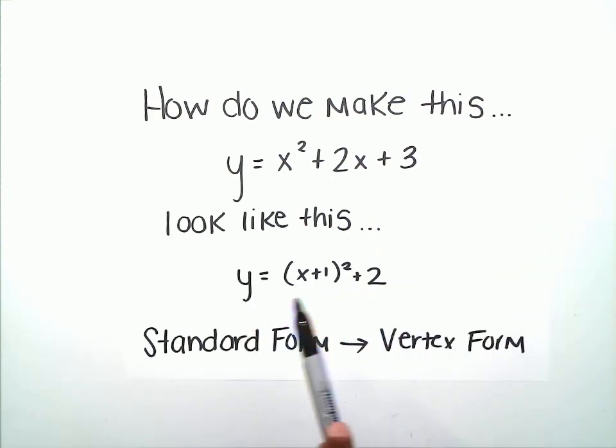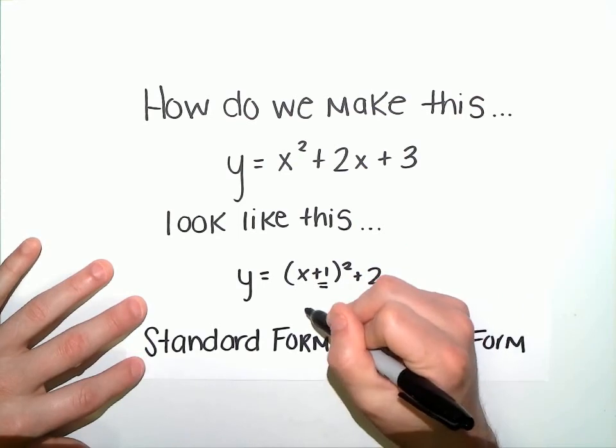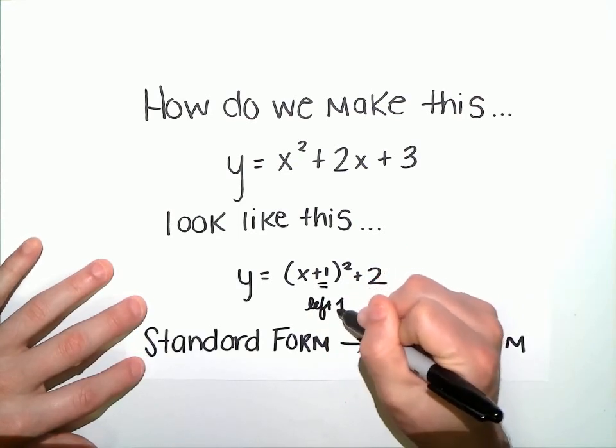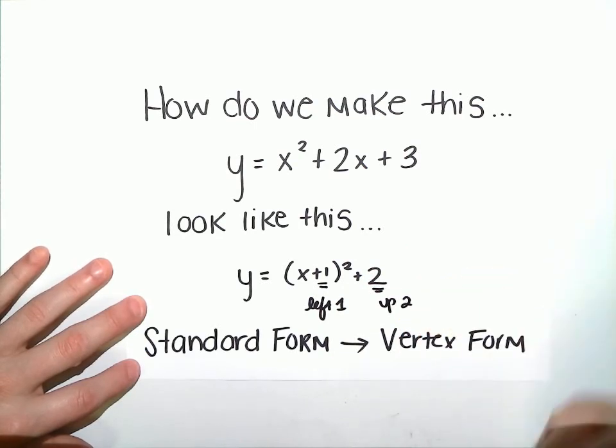And the value of doing that, if you think about last week's lessons, is that when I have my equation written in vertex form, the vertex is given to me because of the transformations. We know that that plus 1 is going to move this to the left by 1 unit, and we know this plus 2 is going to move it up by 2 units.